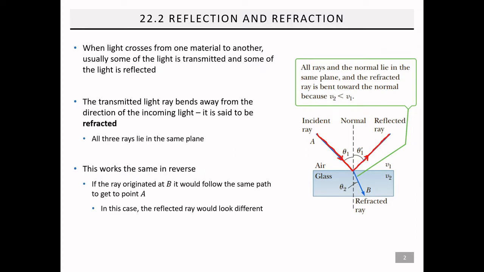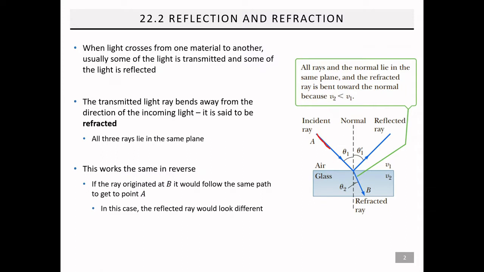The typical case actually is that you have an incident ray that hits a surface. Some of that light crosses into the surface and some of it reflects. The light that crosses into the surface, we say that it's refracted. And we say this because usually when the incident ray passes over into the glass, it bends from the straight line that it was traveling in.